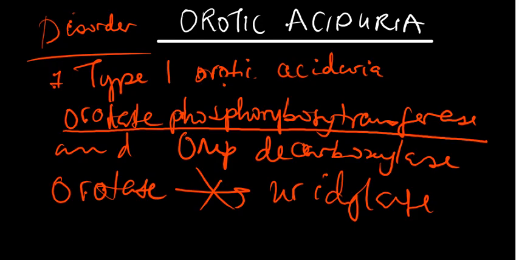Alright, why megaloblastic anemia? It's because when orotate is not converted to uridylate, then the formation of these pyrimidines to form thymine, to form cytosine is cut short. Hence the formation of the DNA is going to be affected, and the formation of red blood cells is going to be affected as well. They will not replicate. There will be no replication in the DNA. Alright, hence what we call megaloblastic anemia.